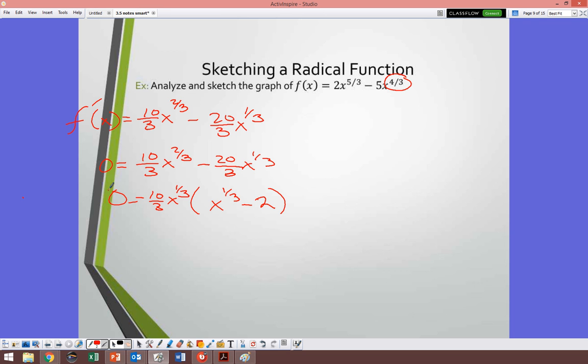Okay, so now this right here is going to equal 0, right? So I have x equals 0 here. And when I move this to the other side, x is going to equal... I have to cube it to get rid of the root, right? 2 cubed is 8. So those are where my first derivative is going to be equal to 0, so those are my mins and maxes.